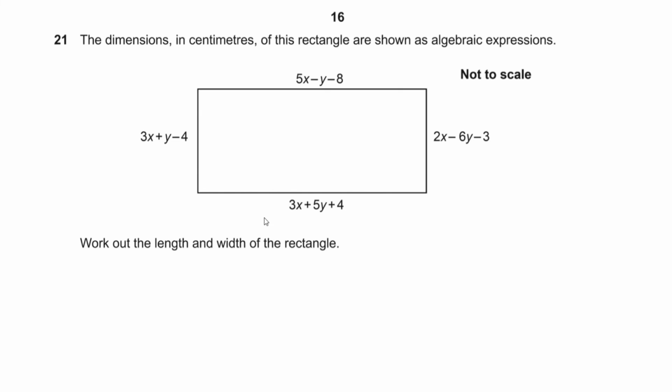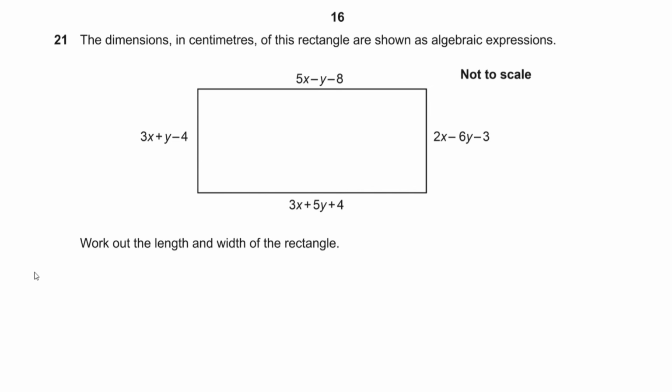Question 21. The dimensions in centimetres of this rectangle are shown as algebraic expressions. We have to work out the length and the width of the rectangle. And before we do anything else, we need to find out what x and y are. Now, for us to find out what x and y are, we need to recognise that the opposite sides of a rectangle are equal.